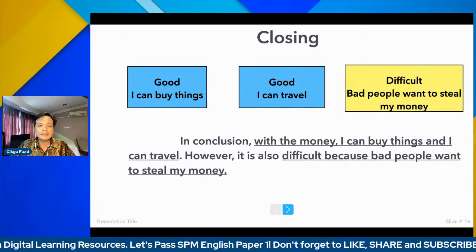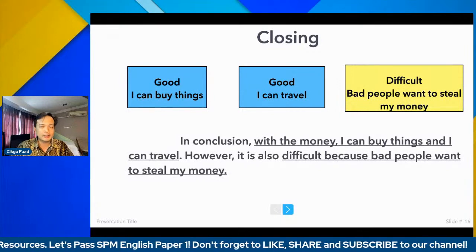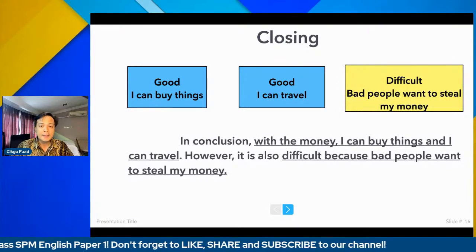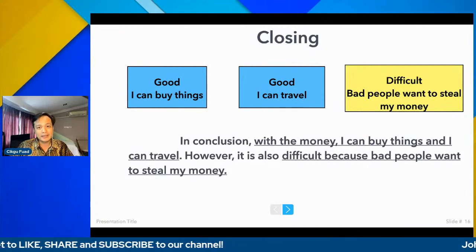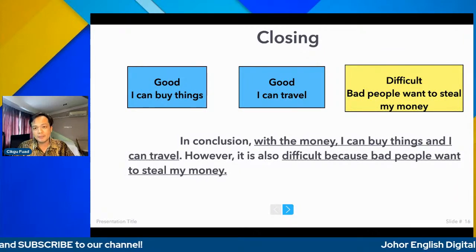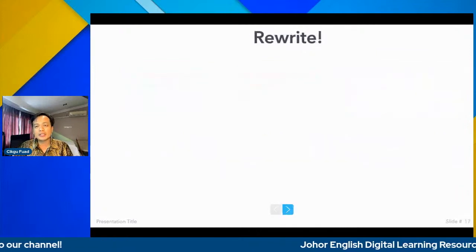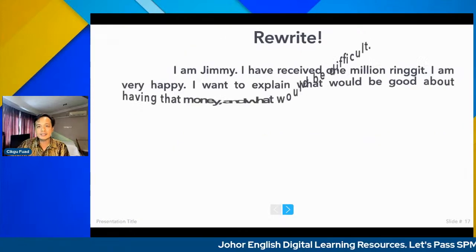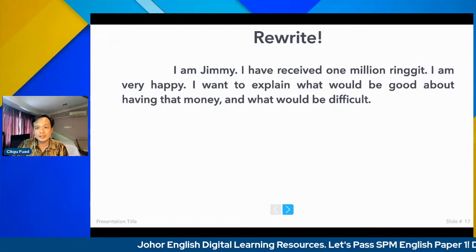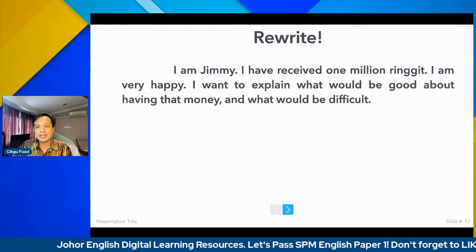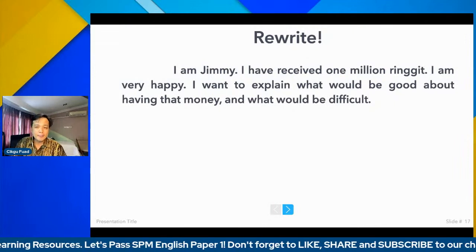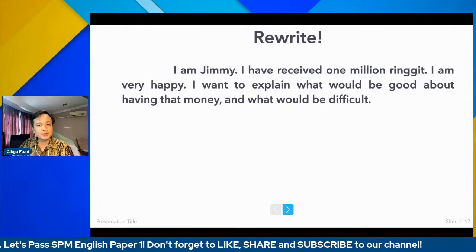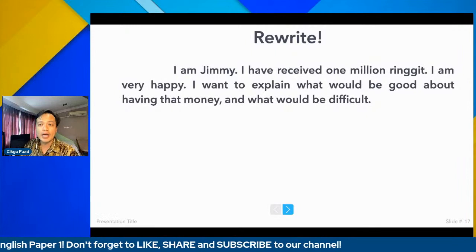Okay, remember, this is for students who struggle to write. They can use this. But if you can write more, then perhaps you can add more details. Okay, so let us look at the end product. Okay, so I am Jimmy. I have received 1 million ringgit. I am very happy. I want to explain what would be good about having that money and what would be difficult.